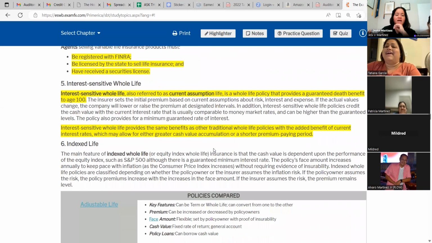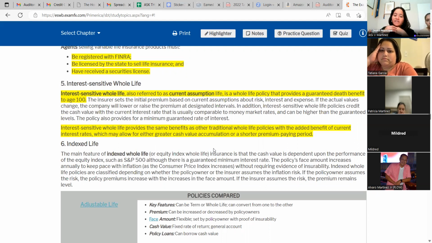Well, nice. Perfect. Interest sensitive whole life. Interest sensitive whole life is also referred as current assumption life. It's a whole life policy that provides a guaranteed death benefit to age 100. The interest sensitive whole life provides the same benefit as other traditional whole life policies, with the added benefit of current interest rates, which may allow for either greater cash value accumulation or a shorter premium paying period. So basically they're using that interest earned, the higher interest, to either have more money in there or to pay their life insurance faster, like use it to pay the policy.